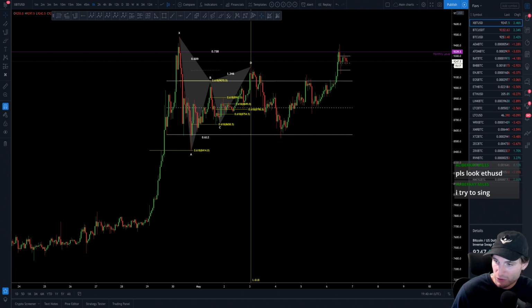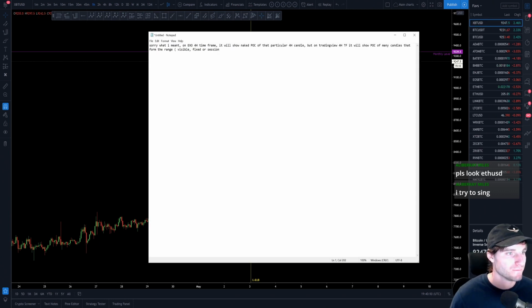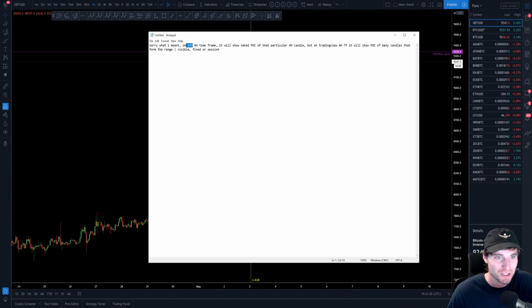Okay, so the other question is from Karim here, and I will highlight this, and this is what he wrote. Basically ExoCharts is going to show you the 4-hour time frame, whereas TradingView will only show point of control of many candles from that range. And the difference is that ExoCharts, that's an advantage, to know that. So that's simply a benefit of ExoCharts over TradingView.